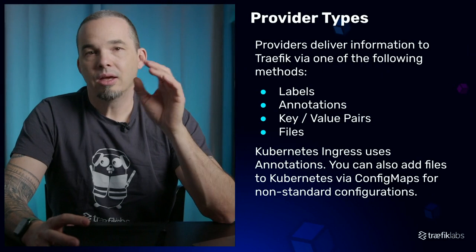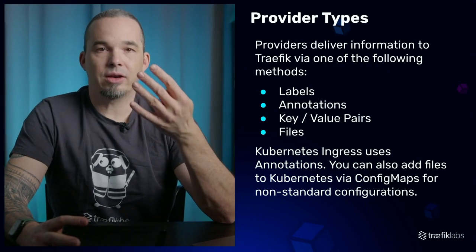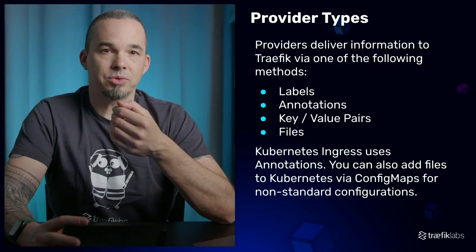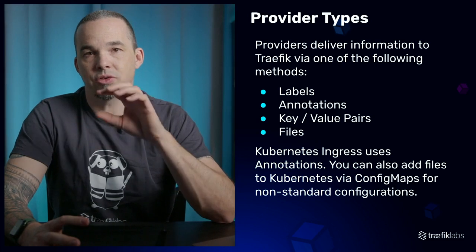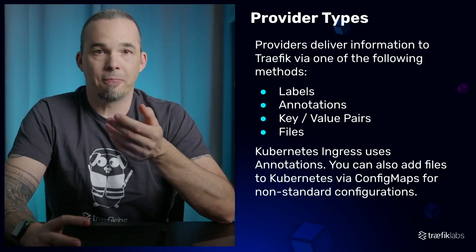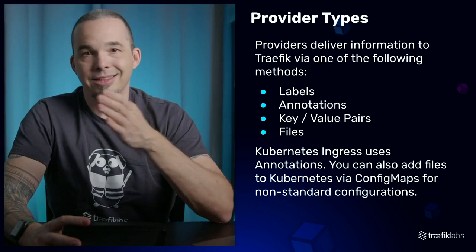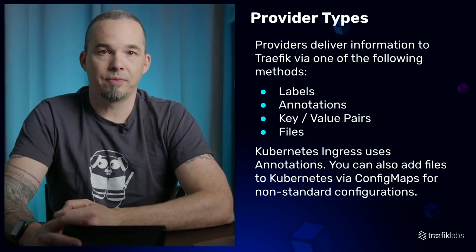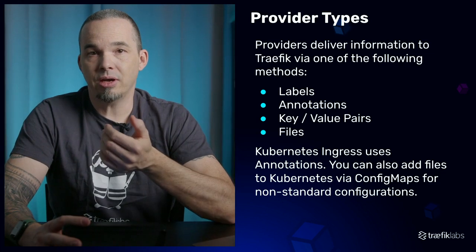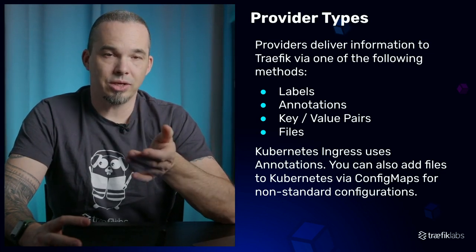After Traefik starts and reads its static configuration, it will listen on the entry points and start polling the providers to build the dynamic configuration. A provider fits into one of 4 categories that determine where in that provider's resources you'll put the configuration for Traefik proxy. For example, the Docker provider is label-based, so you would put Traefik's configuration into labels in your Docker Compose file. Traefik picks these up from the Docker API and builds the dynamic configuration.